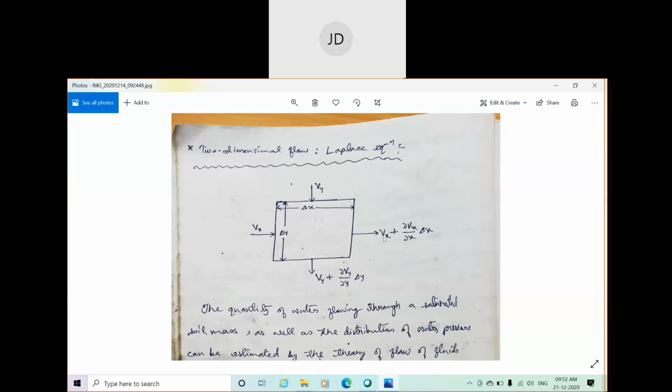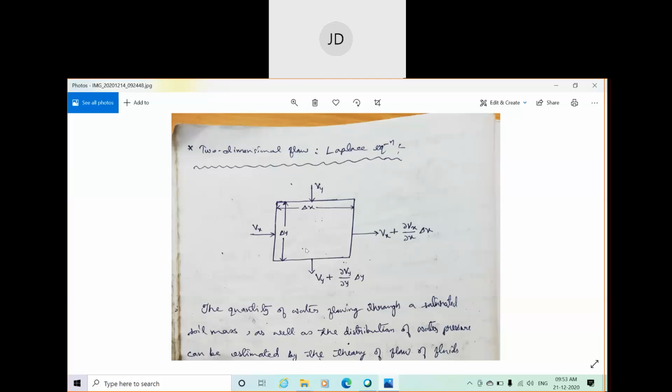It is the initial velocity, or velocity at the entry, that is Vx, plus del Vx by del x multiplied by the length traveled by the water. The length traveled by the water in the x direction is delta x, and in the y direction it is delta y. So that means the change in velocity with respect to distance: the change in velocity in the x direction with respect to x, multiplied by the total length traveled by the water. Like this you can find the increment in velocity throughout this soil element. Similarly in the y direction, del Vy by del y multiplied by delta y.